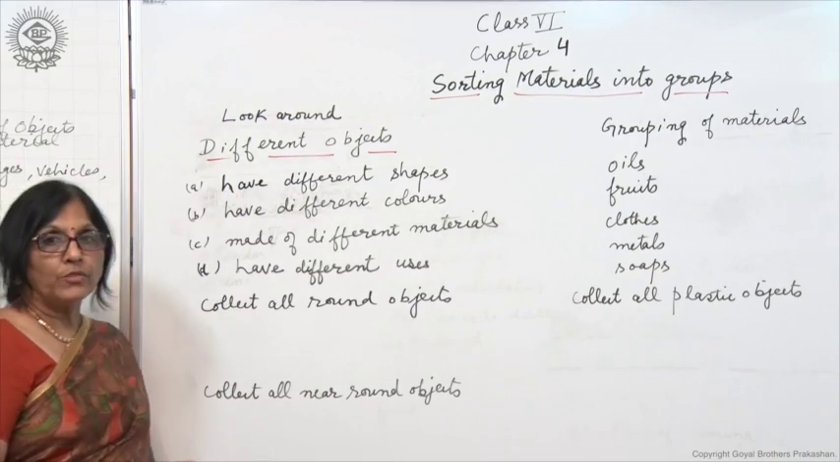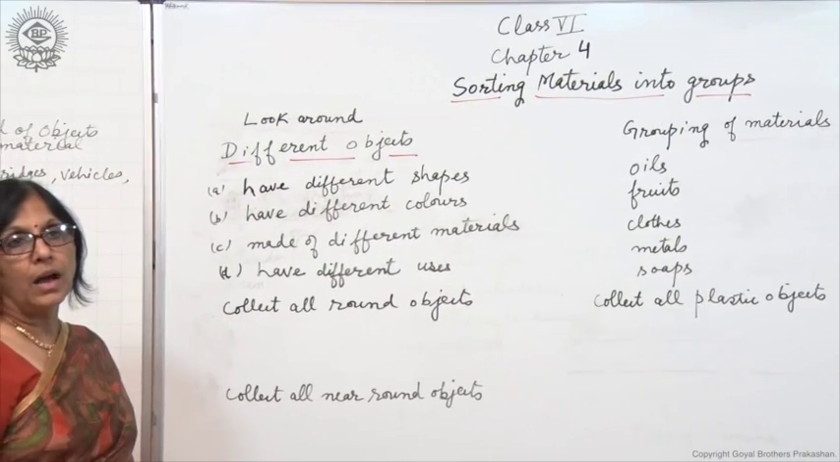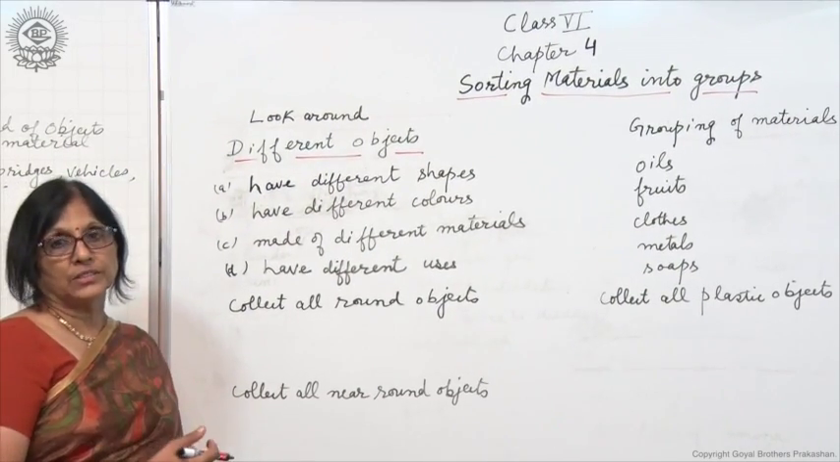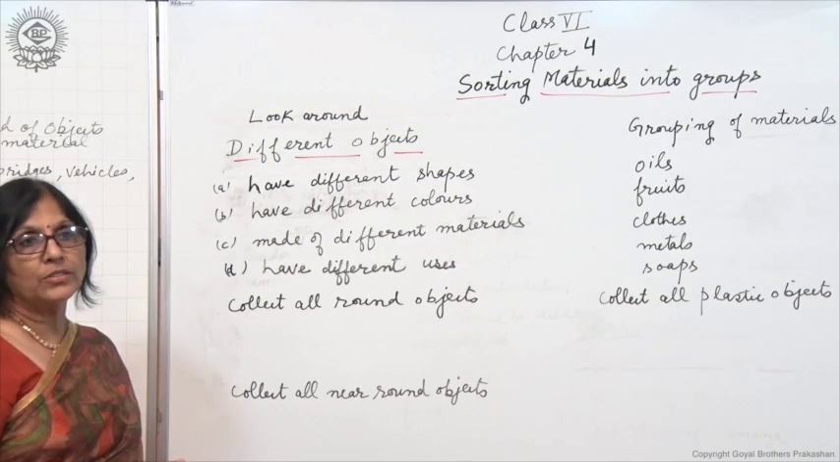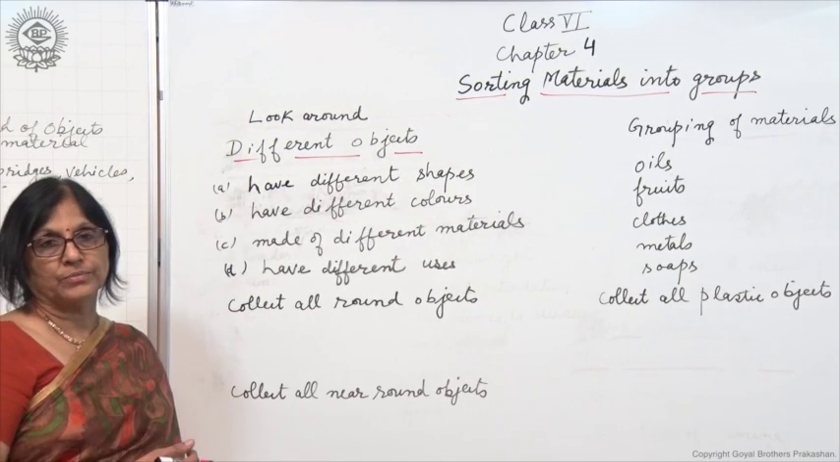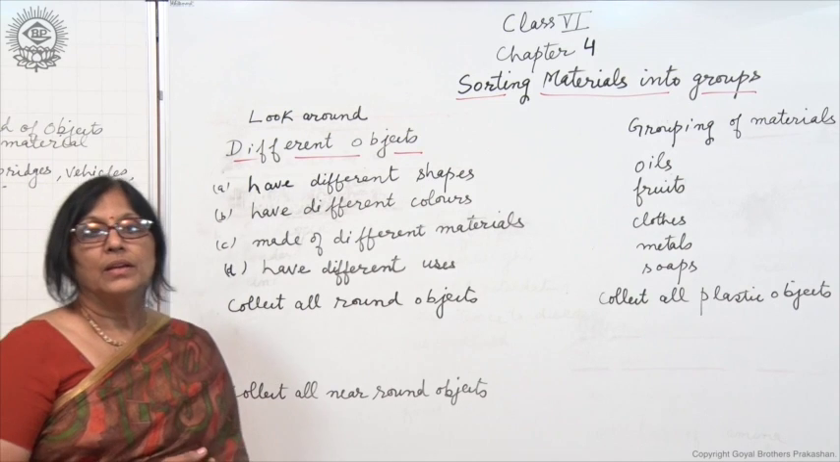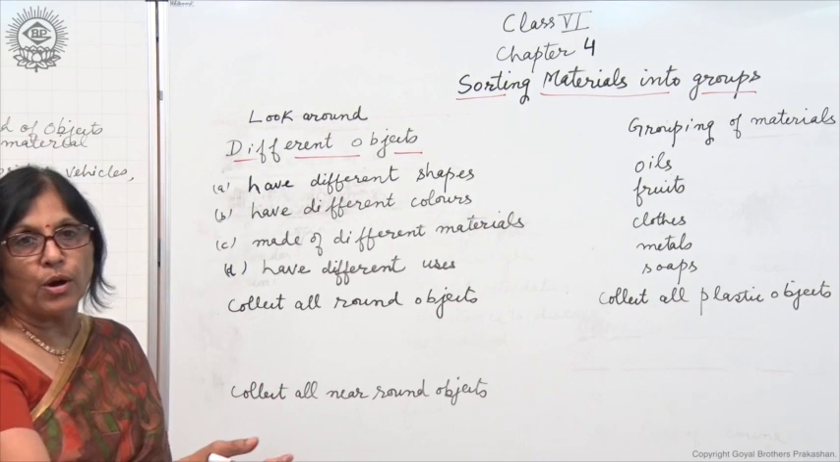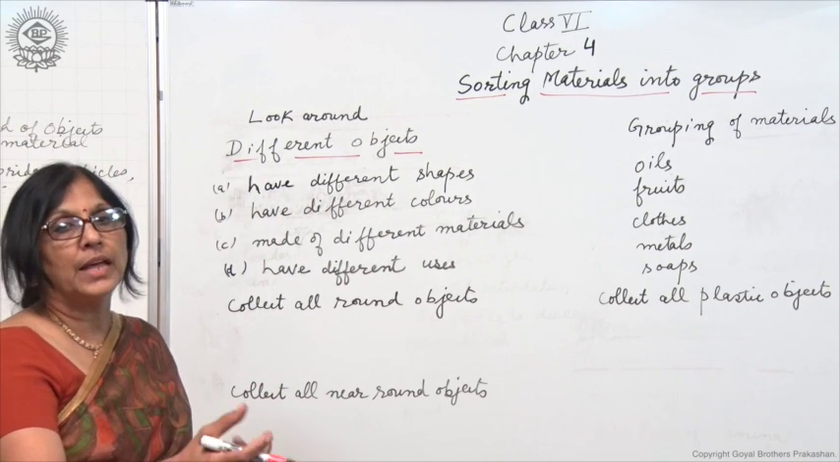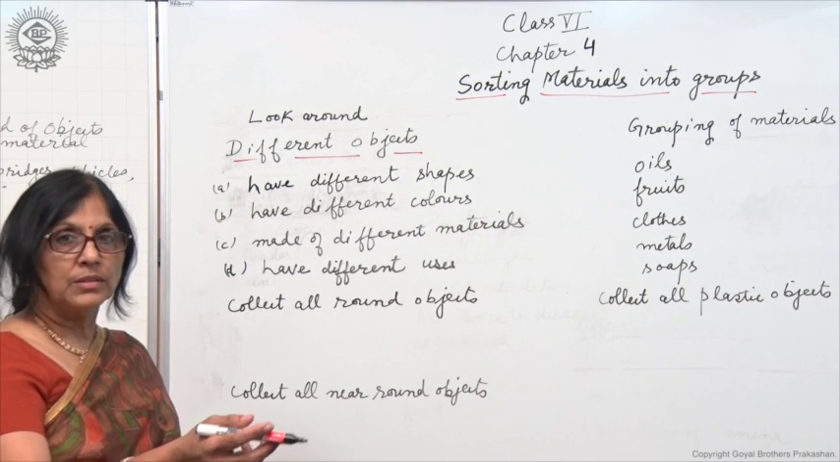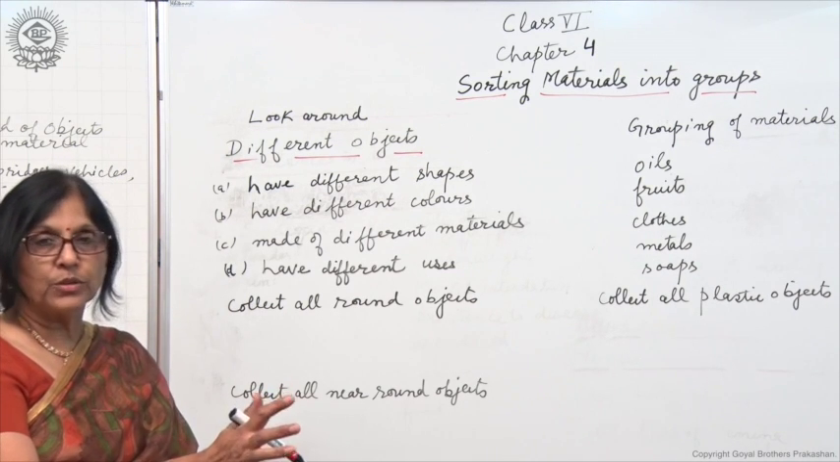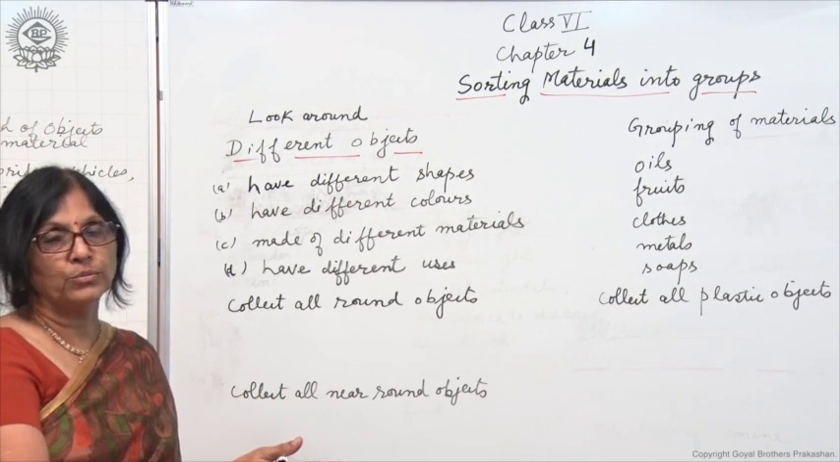Now, have you ever thought how can we group these materials? Suppose you are asked to collect some round objects, what will you do? You can collect football, cricket ball, tennis ball, plastic ball. These are all round objects, so you can group them together, all round objects.